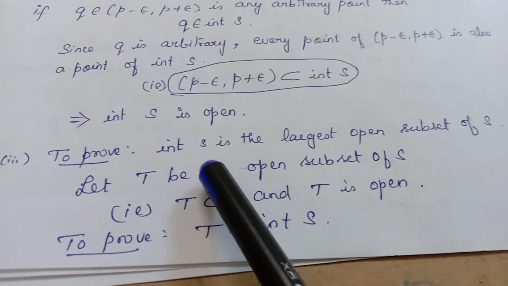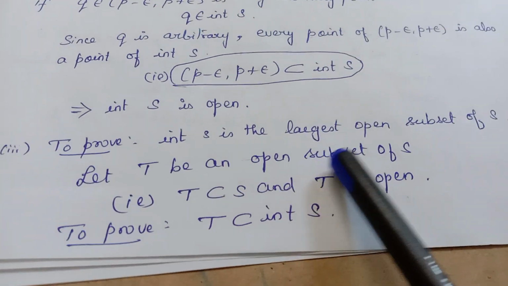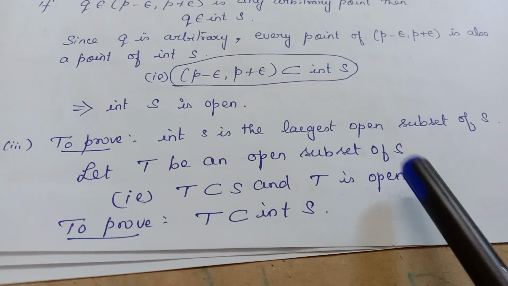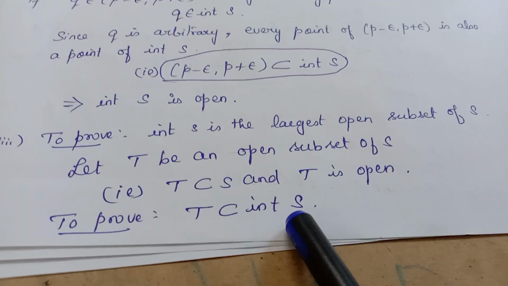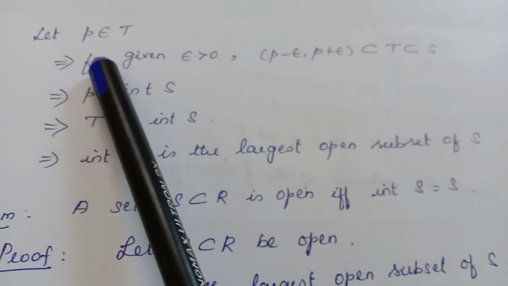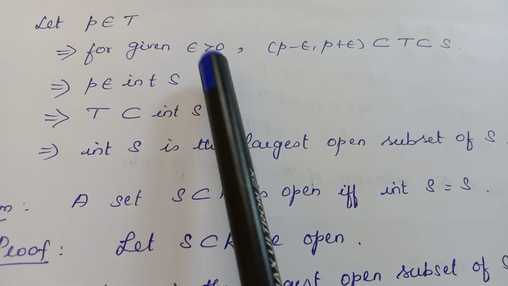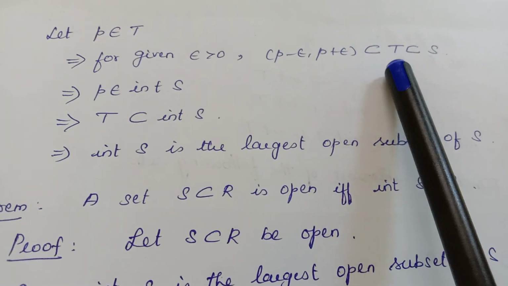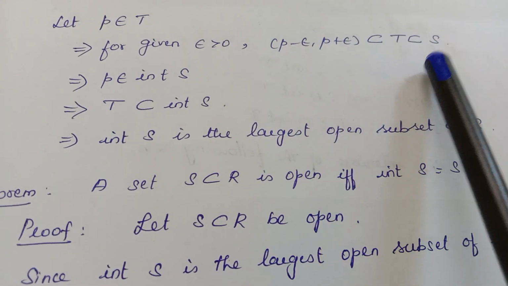Next we have to prove it is the largest open subset of S. So for that you take T to be an open subset of S. That is, T is contained in S and T is open. What I have to prove is that interior of S is the largest open subset. So for that I have to prove T is contained in interior of S. So for proving that you take one arbitrary point P in T. T is an open subset only we have taken, no. So for at least one epsilon greater than 0, P minus epsilon to P plus epsilon is contained in T because T is open. But T is a subset of S, no. So this will be contained in S also.